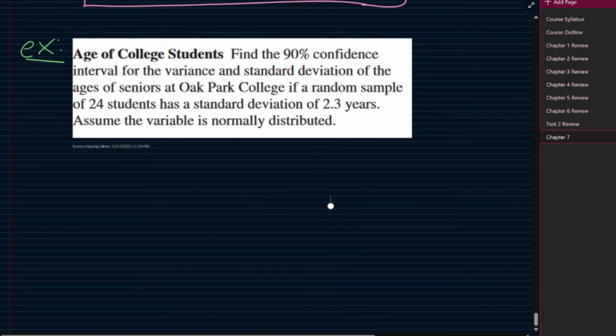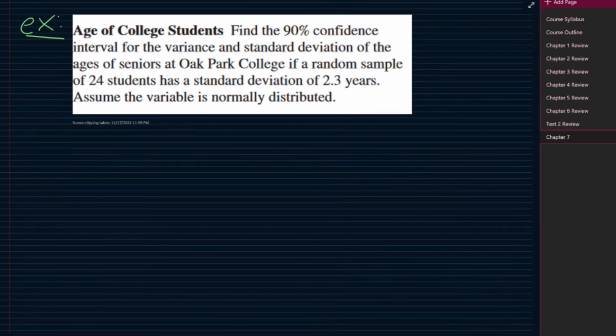Okay, so here I've got a question that says, find the 90% confidence interval for the variance and standard deviation of the ages of seniors at Oak Park College if a random sample of 24 students had a sample standard deviation of 2.3 years. Assume the variable is normally distributed. So we're looking for the 90% confidence interval for standard deviation and variance. And the sample of 24 students, that's our N, had a standard deviation of 2.3 years, that's S, the standard deviation of the sample.